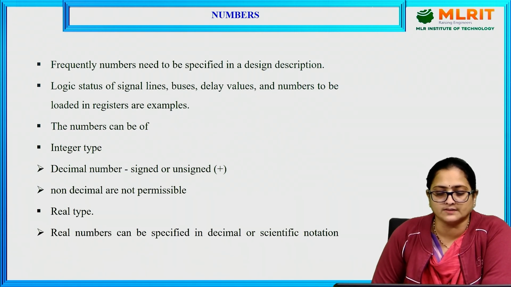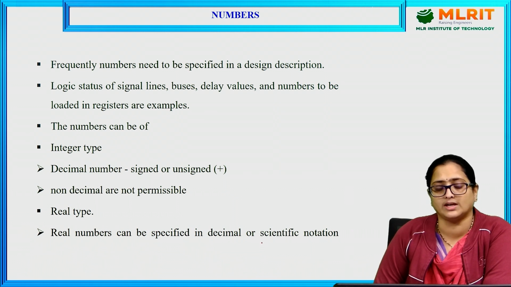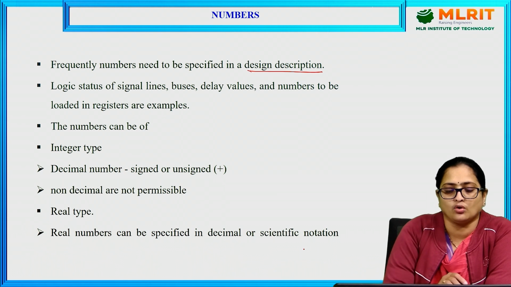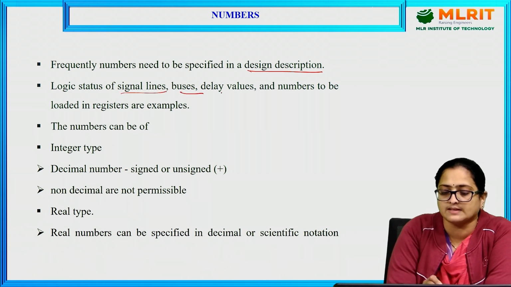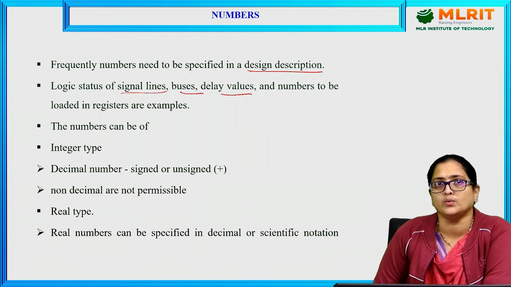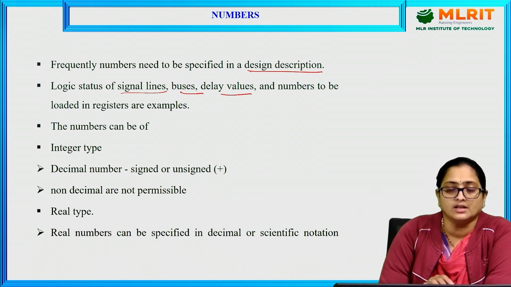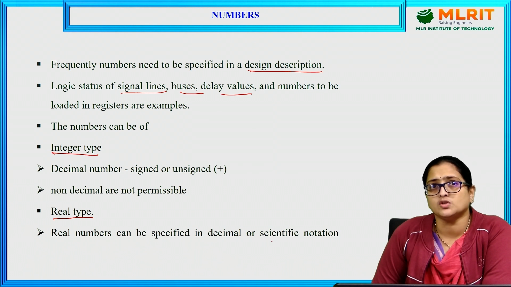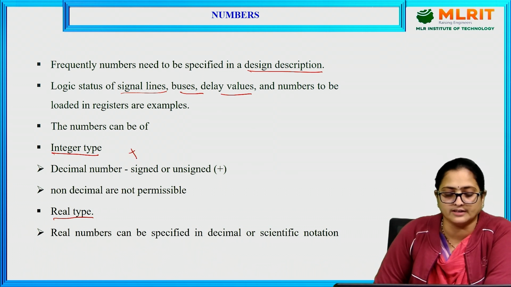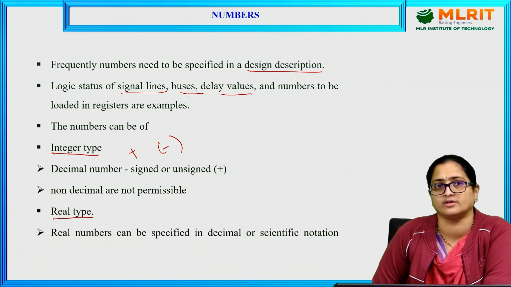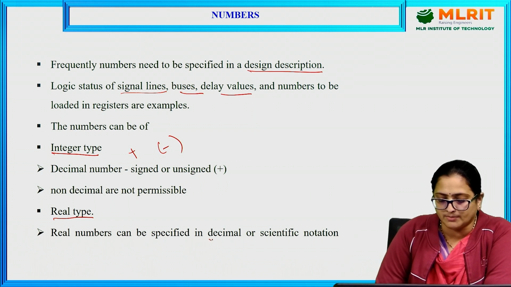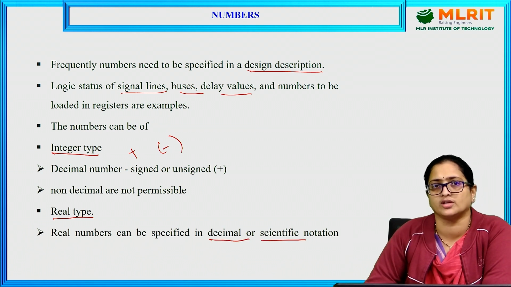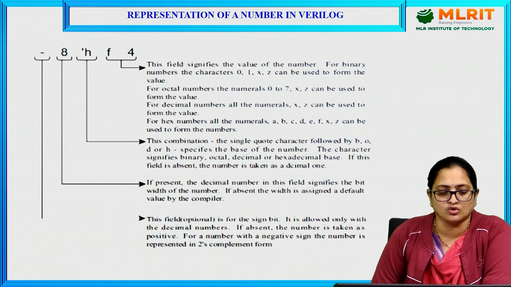And coming to numbers, we use numbers frequently in a design description. The logical state of signals, buses, and delay values can be loaded into registers. For example, the numbers can be integer type or maybe real type. If the numbers are of integer type, then it may be a signed integer or an unsigned integer. And real numbers can be specified in decimal or scientific notation. And this is a representation of numbers.